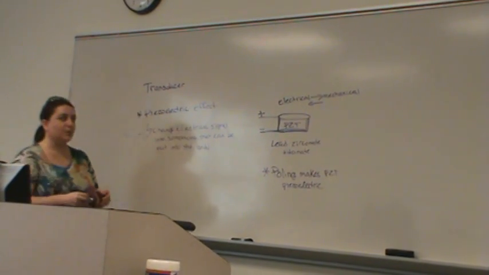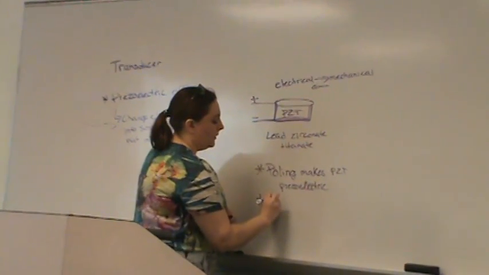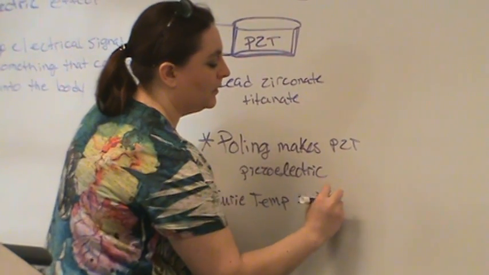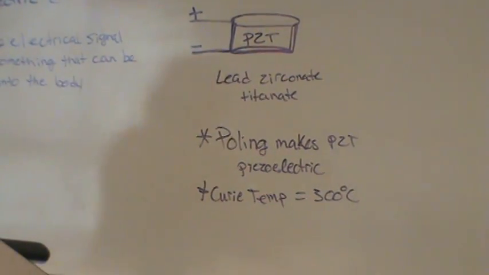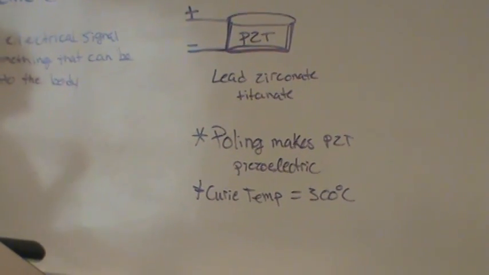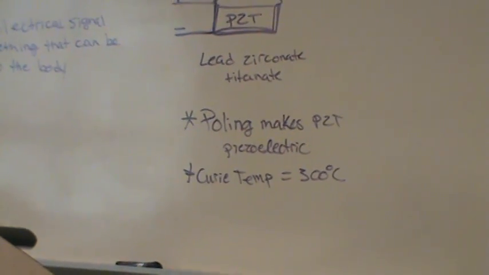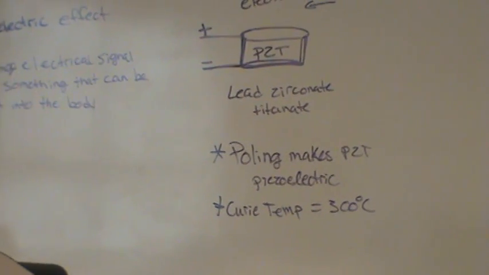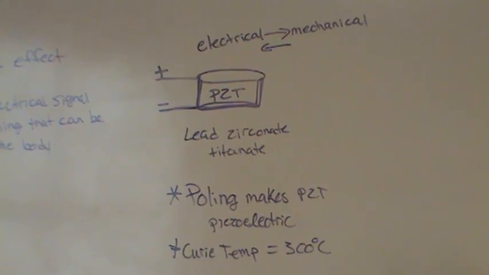Do you remember the name of the temperature that they use? Right, the Curie temperature. For PZT, the Curie temperature is around 300 degrees Celsius. But that's not for everything, that's just for PZT. So PZT, they have to heat to that temperature in that electrical field to get it to become piezoelectric. Then they cool it down and then they can use it. If it's ever heated to that temperature again, it'll lose its piezoelectric effect and would have to be repoled.